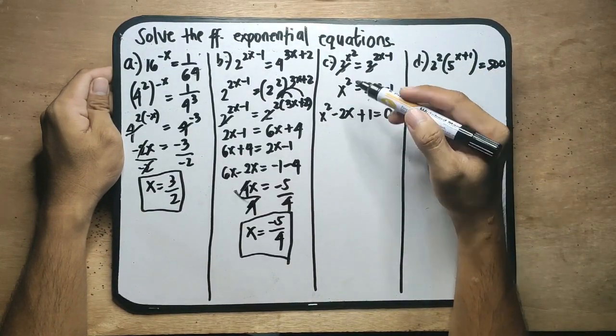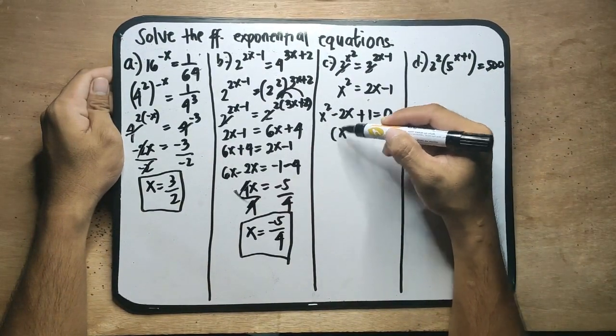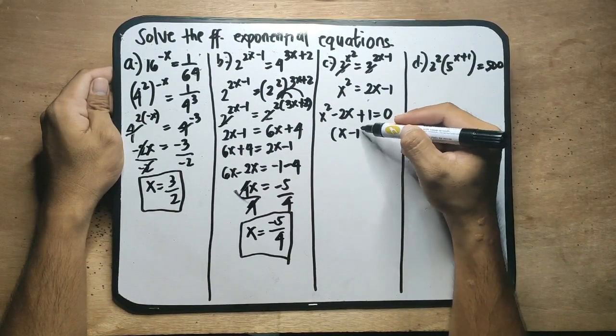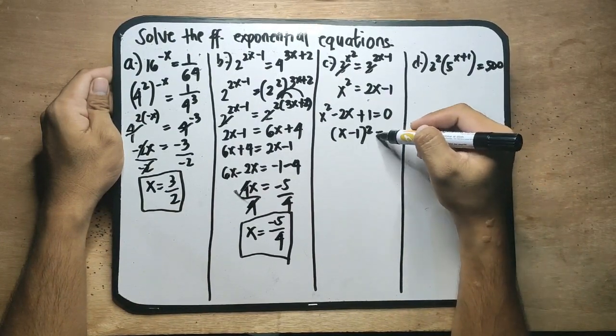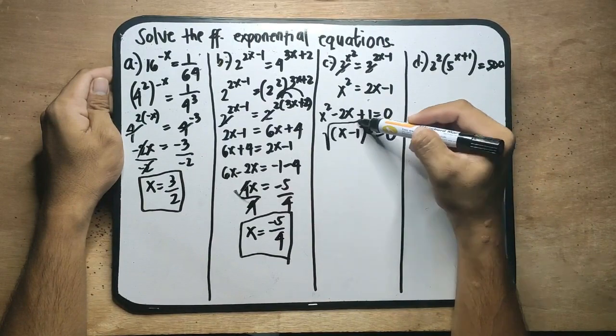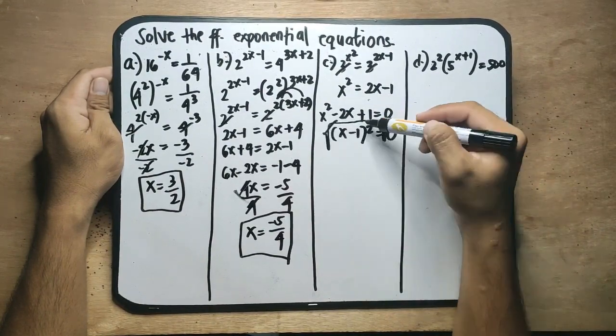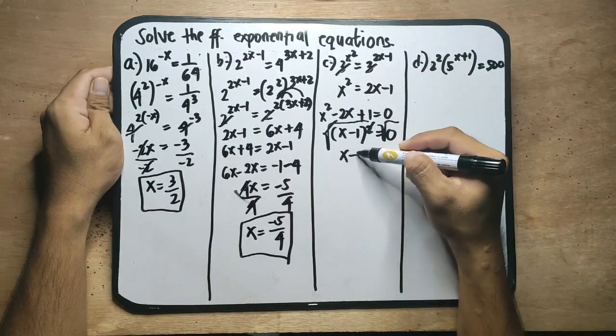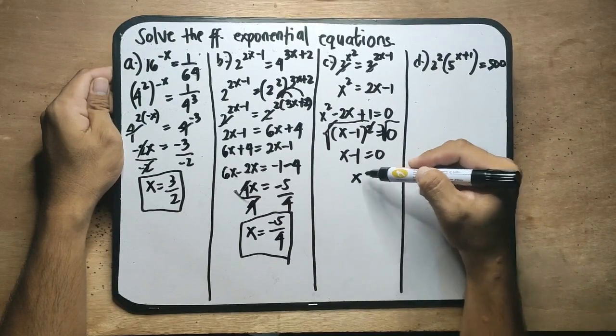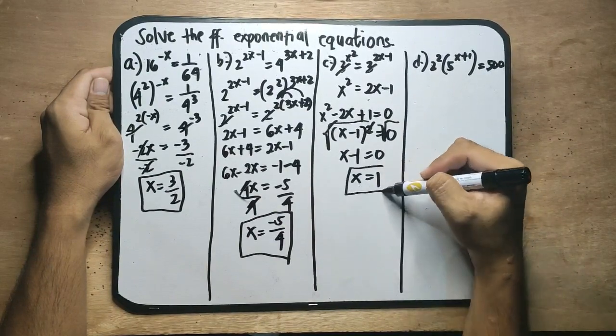So, perfect square trinomial factors are x minus 1 and x minus 1, or x minus 1 squared is equal to 0. So, we extract square roots. May iwan na x minus 1 is equal to 0 or x is equal to 1.